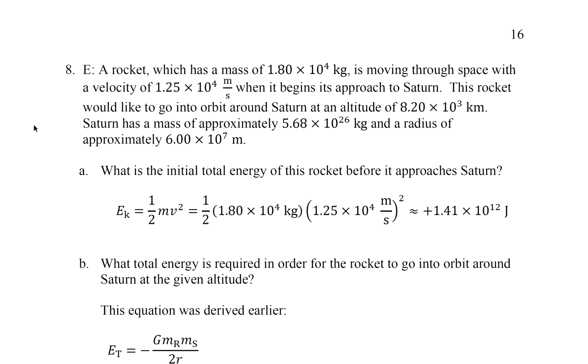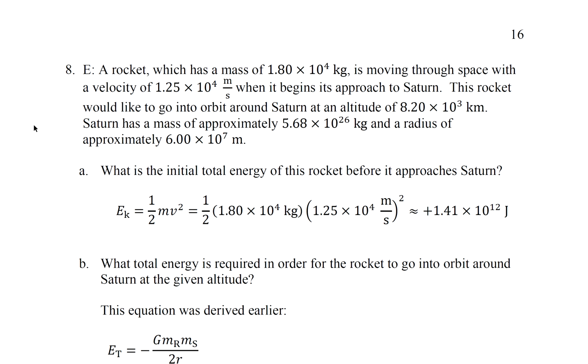Question 8. A rocket which has a mass of this is moving through space with a velocity of this when it begins its approach to Saturn. This rocket would like to go into orbit around Saturn at an altitude of this. Saturn has a mass of approximately this and a radius of approximately this.